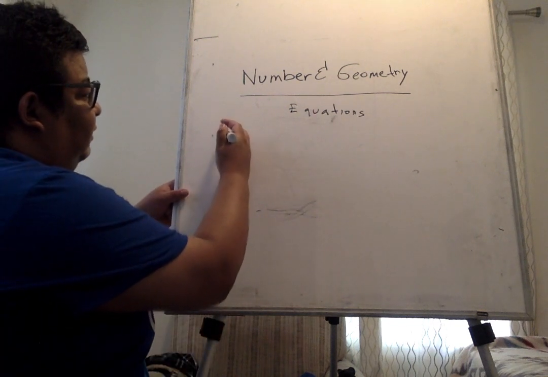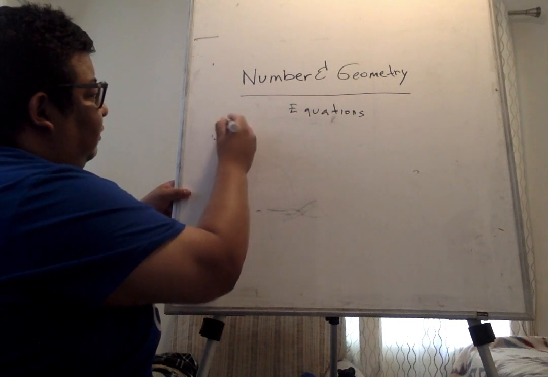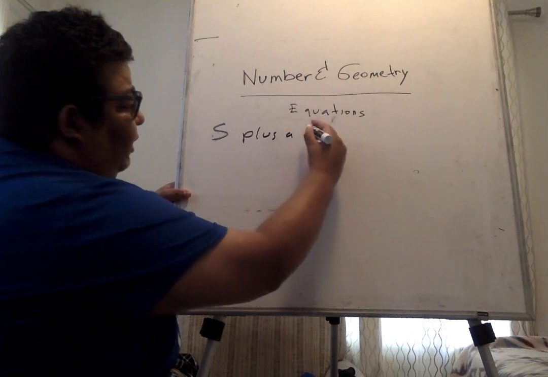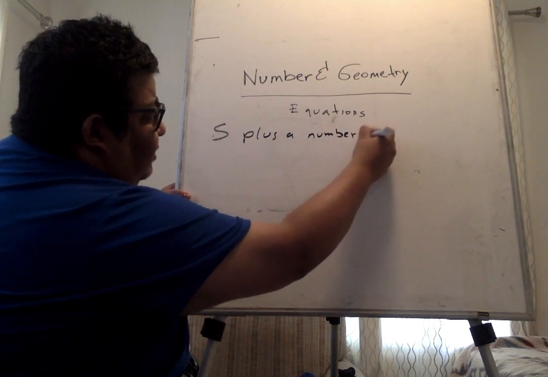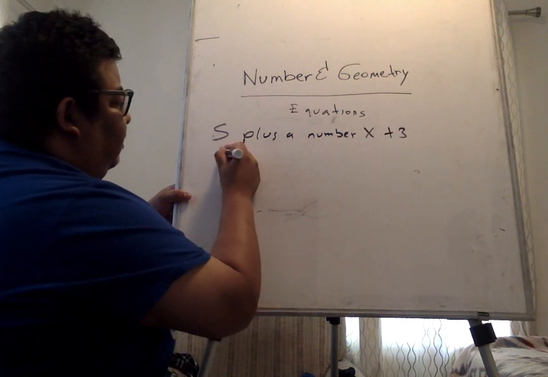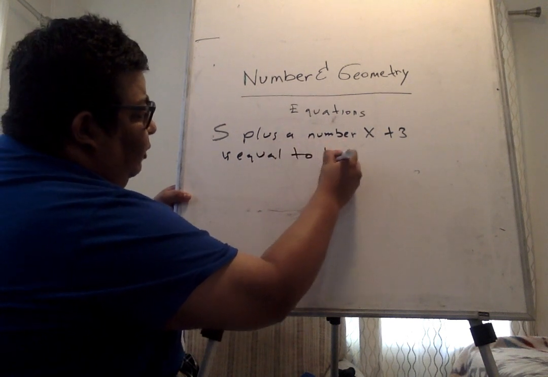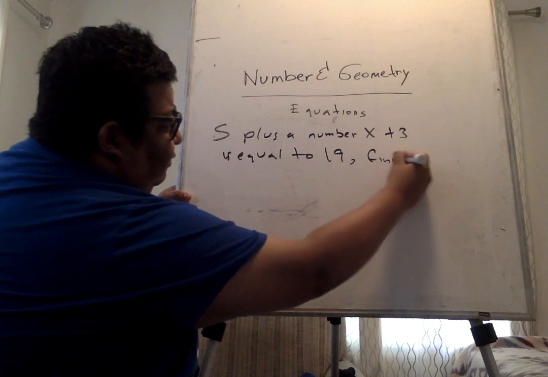Suppose that 5 plus a number x plus 3 is equal to 19. We need to find x.